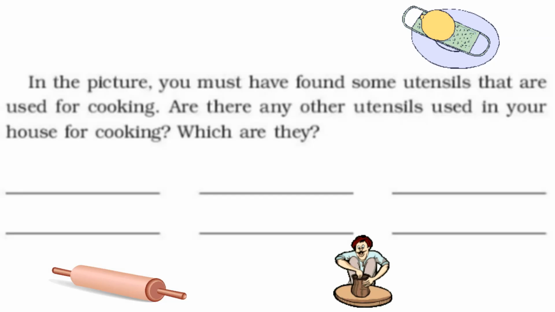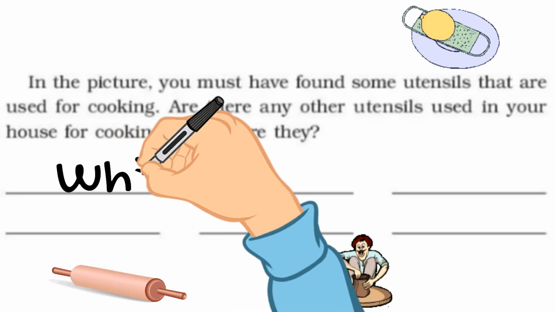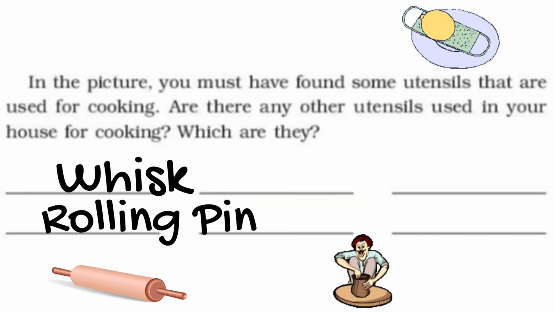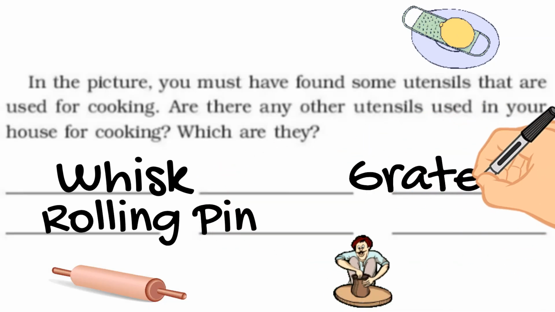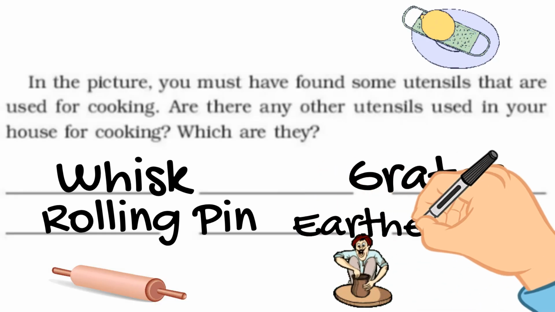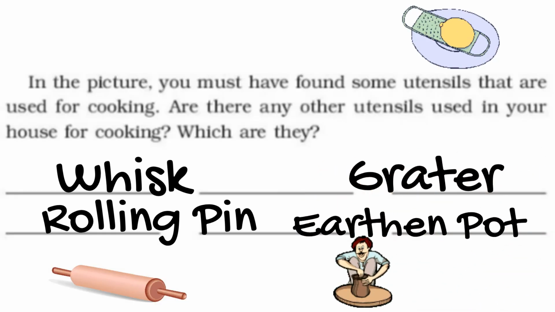Are there other utensils which you use in your house? Yes, we use a whisk. We use a whisk for making buttermilk, to stir the curd so buttermilk can form. We use a rolling pin. A rolling pin is used to make roti circular and uniform.